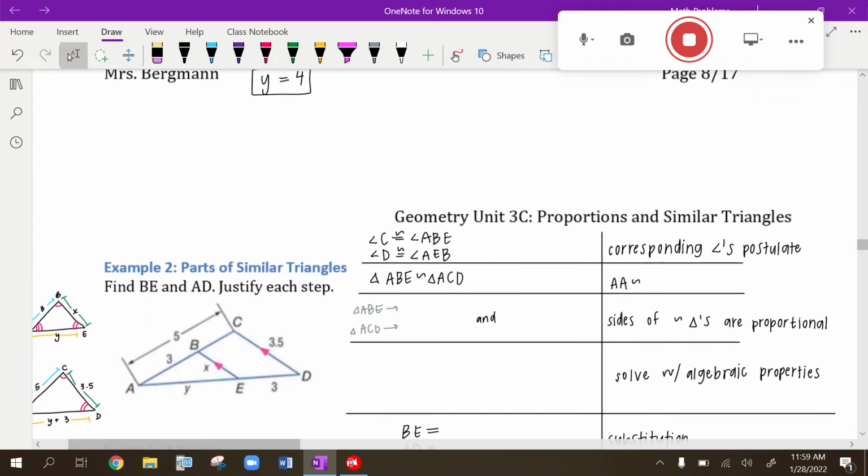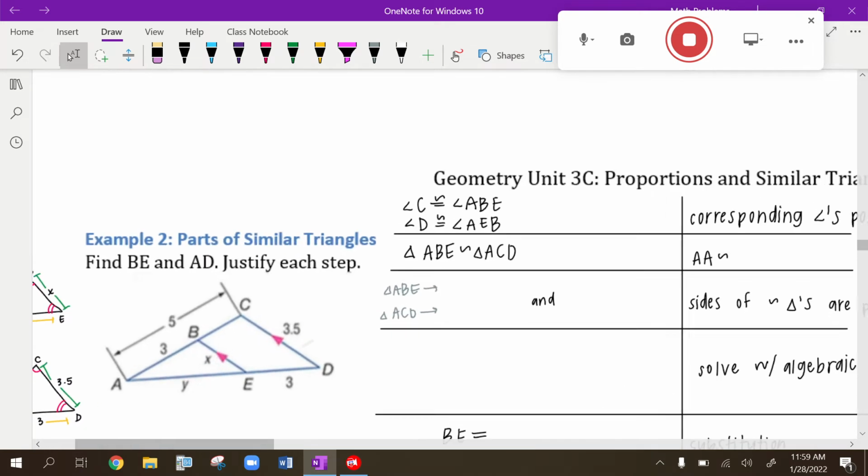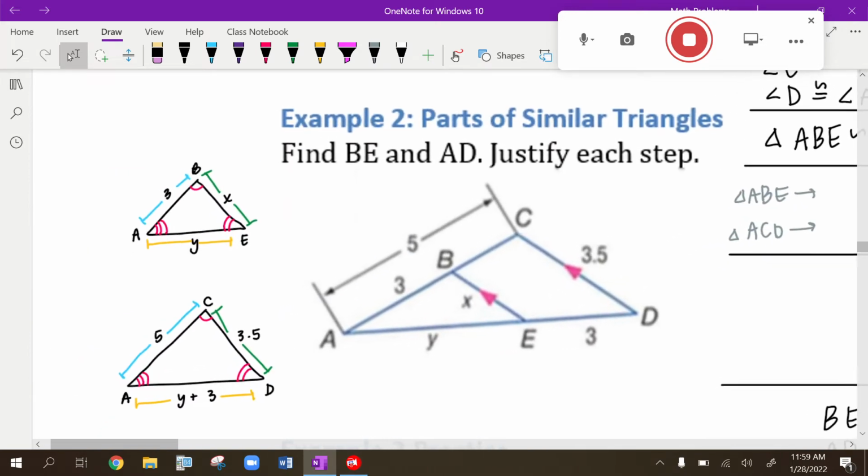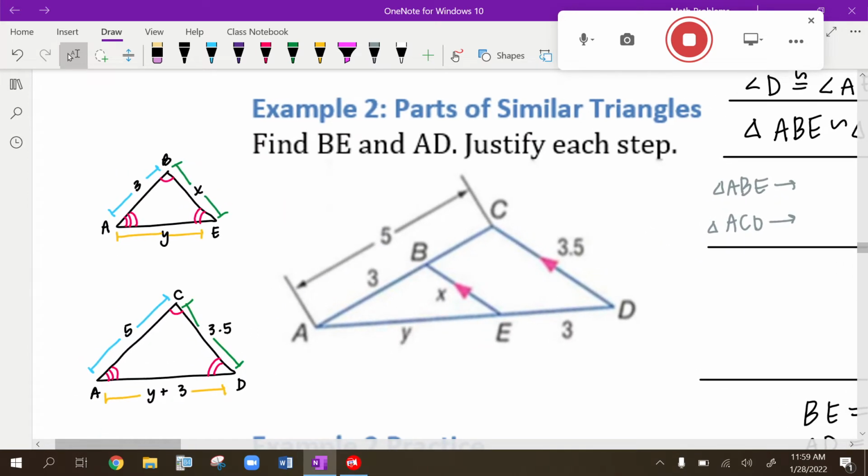Now let's try another one. This one says find BE and AD. This time we have to justify each step. Now I went ahead and redrew my triangles separately. Notice you have triangle ABE, and the other triangle is triangle ACD. So I went ahead and redrew them off to the side.